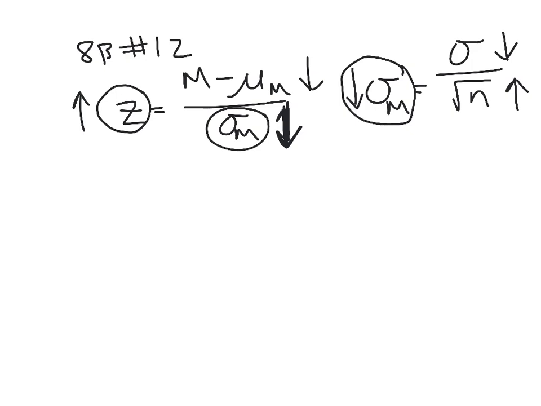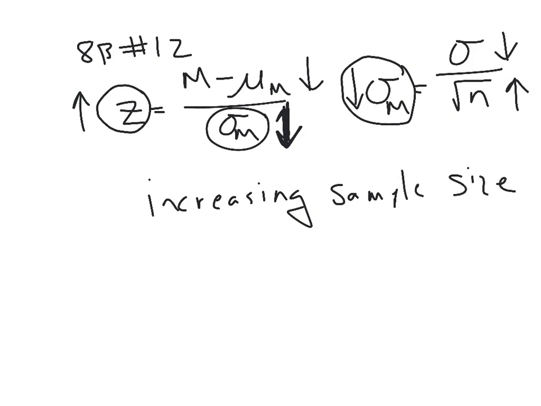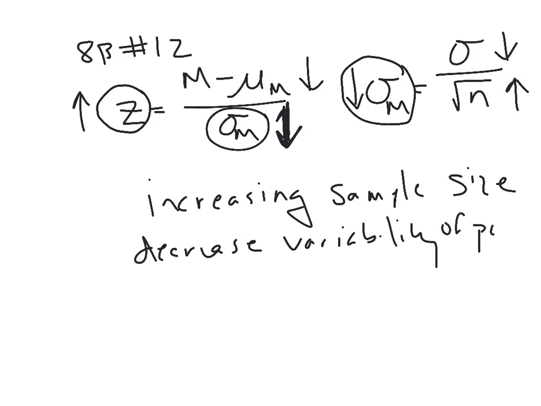So of the choices given in 8B number 12, the only choice that makes any sense is that increasing the sample size would increase our test statistic and increase our chances of rejecting the null. Other things that would do it are to decrease the variability of the population, and this wasn't a choice in this question, but to increase the treatment difference.